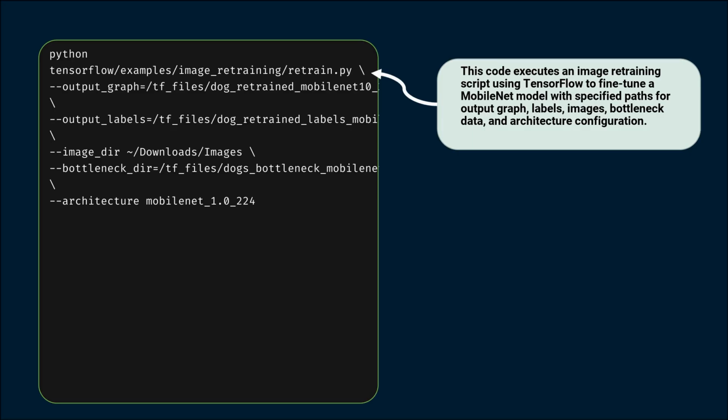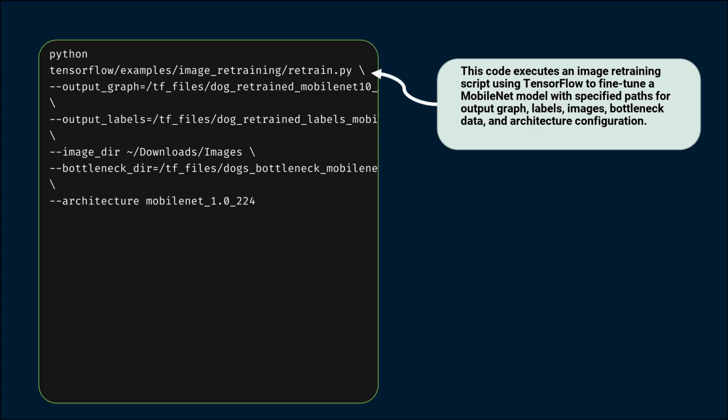We first direct the system to save the trained model to a specific location using the output graph parameter, ensuring we can easily access the model later for inference. The output labels parameter points to a text file containing our dog class labels, which will be generated after retraining. Next, the image dir parameter indicates where our training images are stored. This is crucial as TensorFlow will pull images from this directory to train the model.